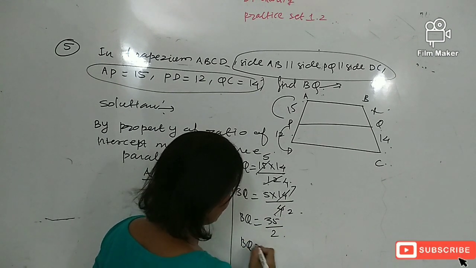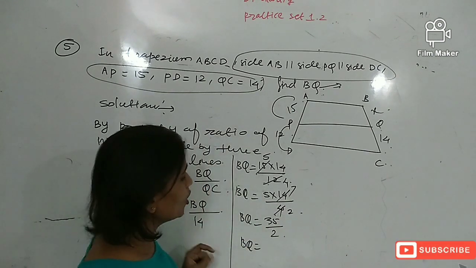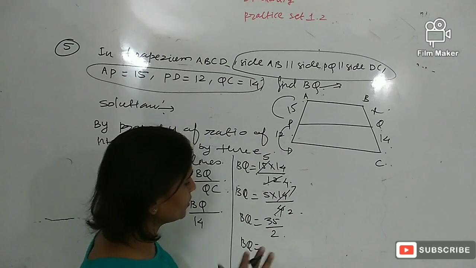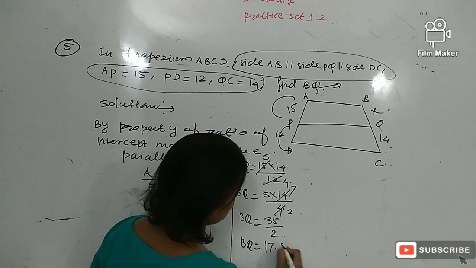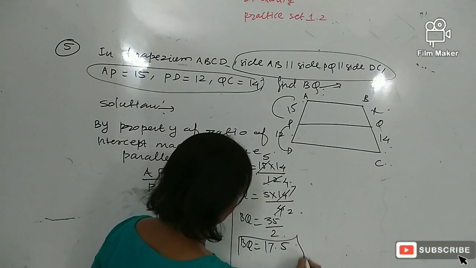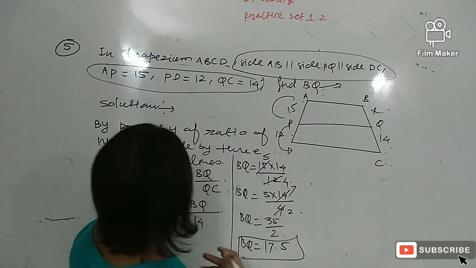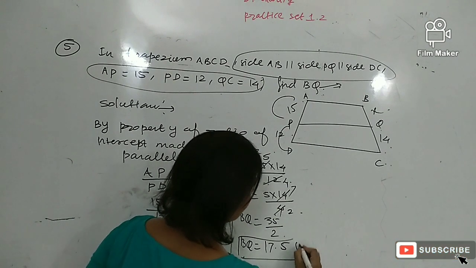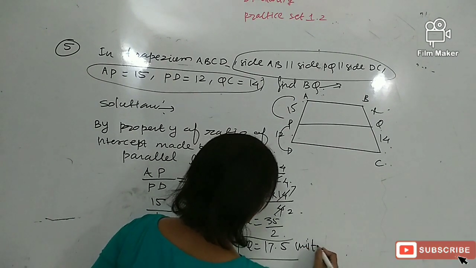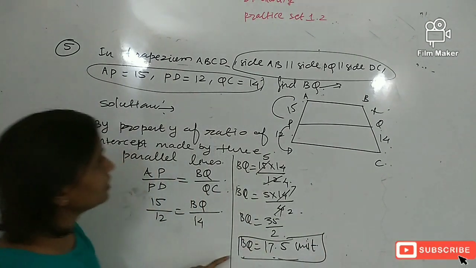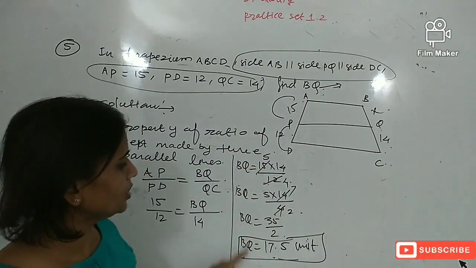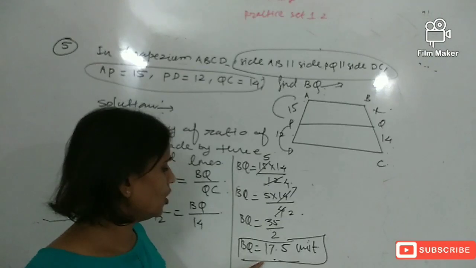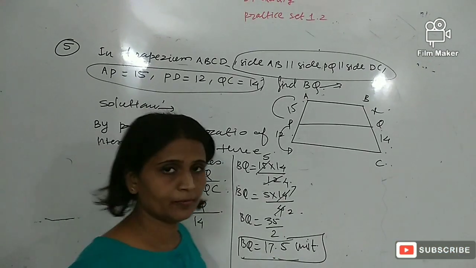Okay, so BQ value is 35 divided by 2, or optionally in decimal form you can write it as 17.5. Unit is not given in the question, so you can just write unit here. So this is the final answer. Find the value of BQ: BQ value is 35 by 2 or 17.5.